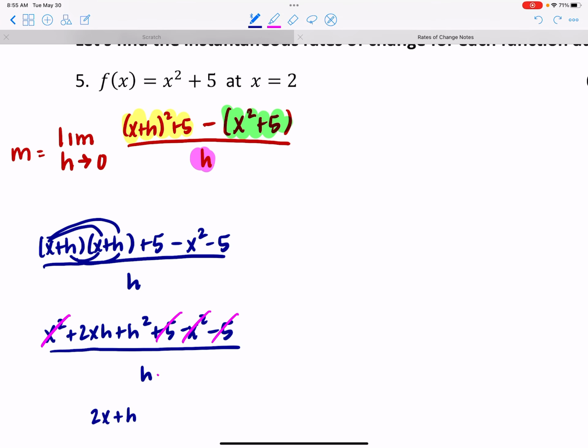So now what I'm trying to do, again, is find the limit of my difference quotient, which I just said is now 2x plus h, as h approaches 0.